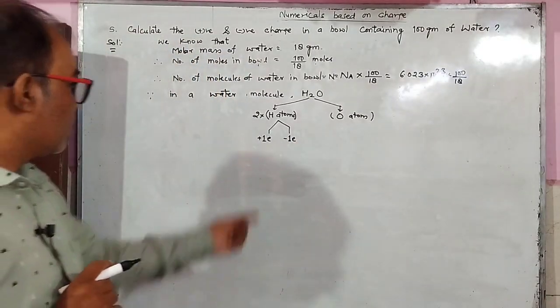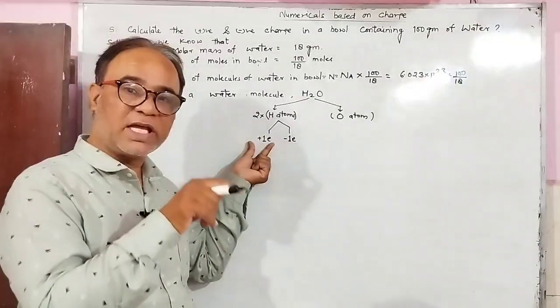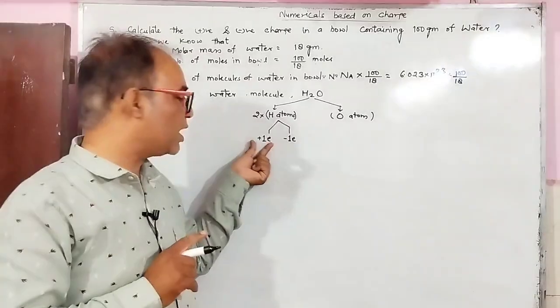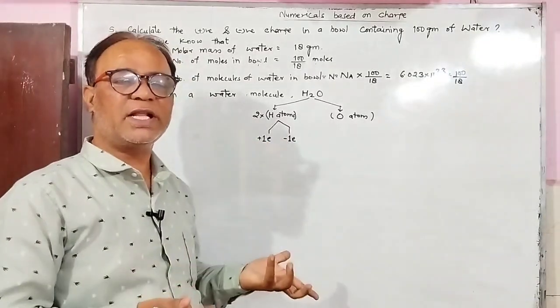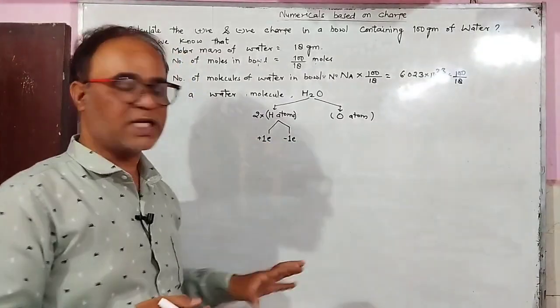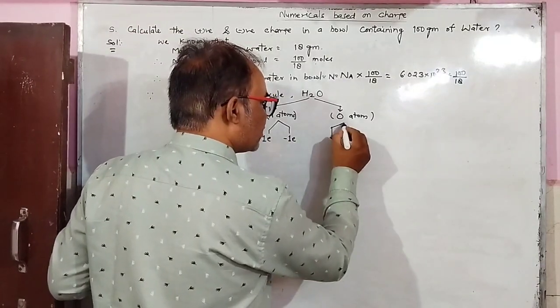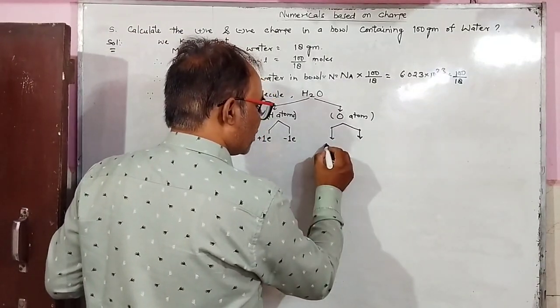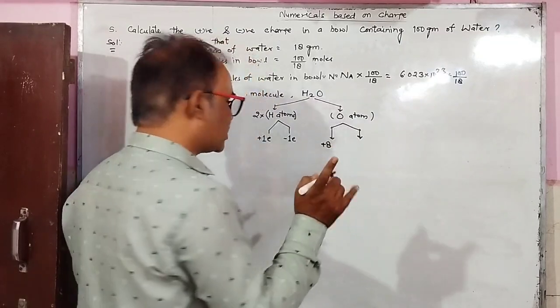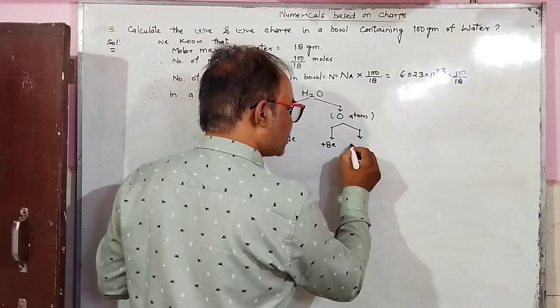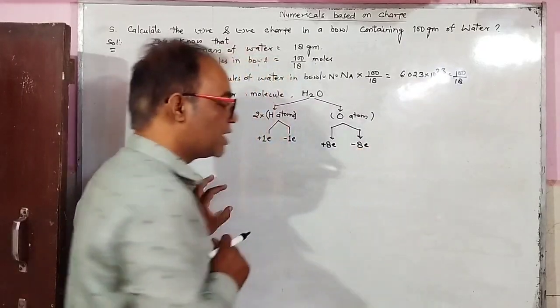A hydrogen atom has 1 unit positive charge within the nucleus and 1 revolving electron. So positive charge 1 unit and negative charge 1 unit. 1 unit in the sense, unit is electrostatic charge. While the oxygen has 8 units positive charge and 8 units negative charge.